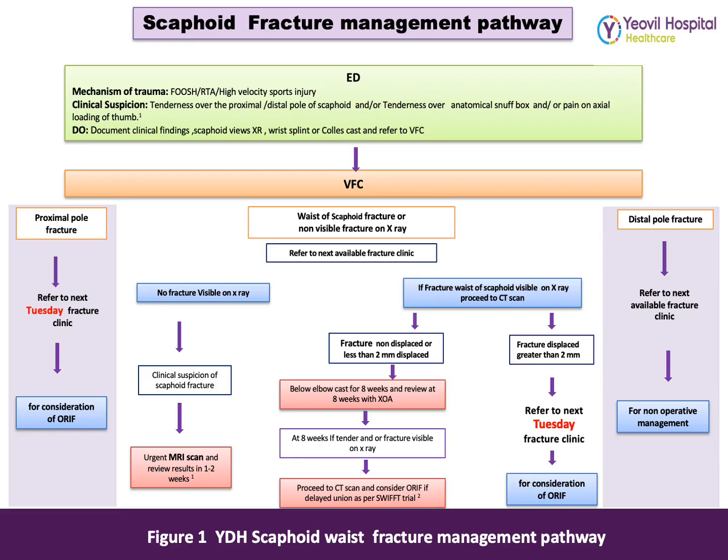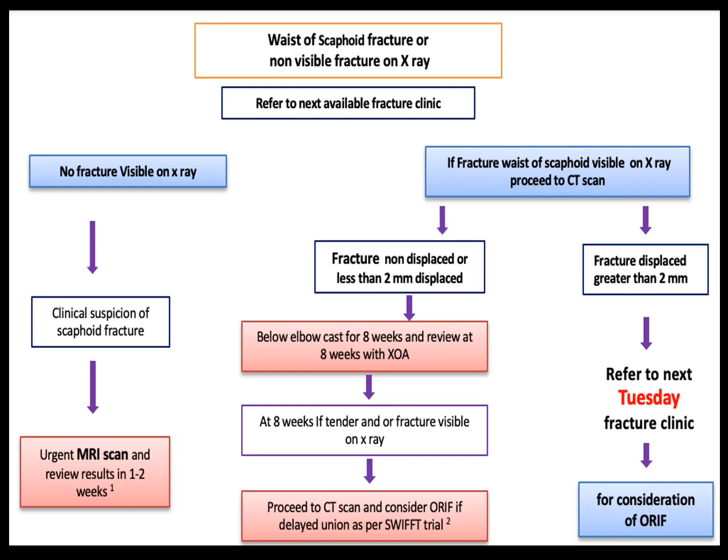This is the scaphoid fracture management pathway introduced in January 2020. If no fracture is visible on X-ray, urgent MRI scan is the diagnostic modality of choice. If a fracture of the waist of the scaphoid is visible on X-ray, the next step is to obtain a CT scan to measure the degree of displacement. Fractures displaced greater than 2 mm should be reviewed in the upper limb fracture clinic for consideration of fixation. Those non-displaced or displaced less than 2 mm could be treated with a below elbow cast for 8 weeks and CT scan at 8 weeks if delayed union is suspected at this stage.